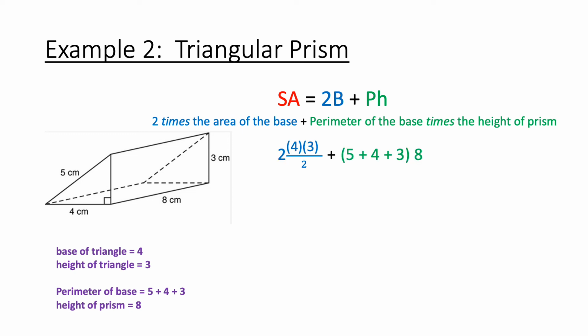2 times the area of the base, which is 4 times 3 divided by 2, plus the perimeter of the base, which is 5 plus 4 plus 3, times the height of the prism. So we cancel out the 2's, and again we get 12 for the area of the bases, plus the lateral surface area, which is 12 times 8, or 96. 12 plus 96 is 108 centimeters squared.